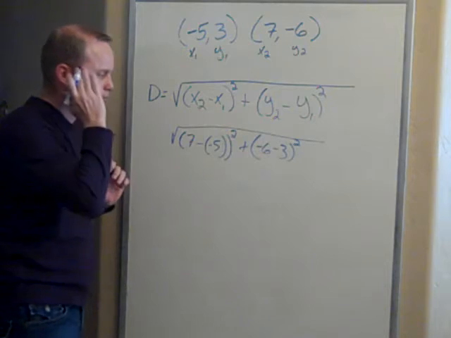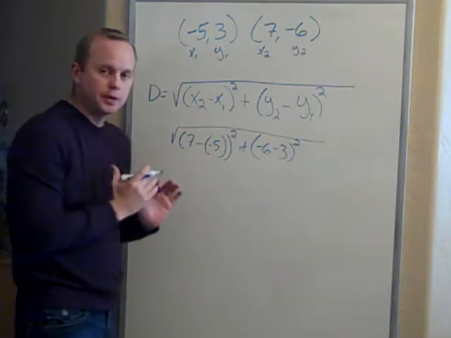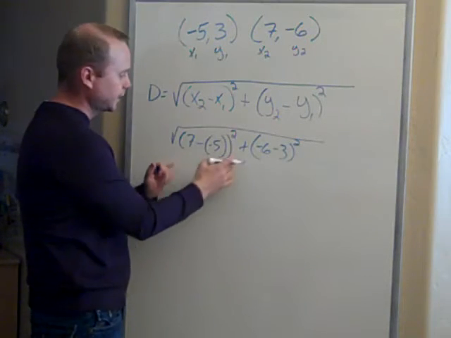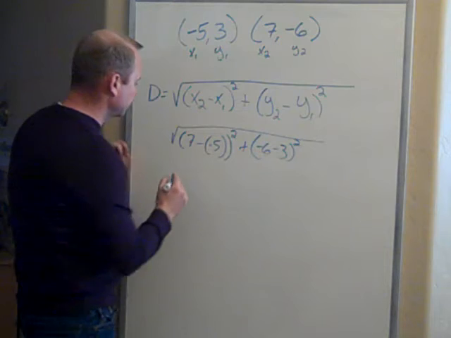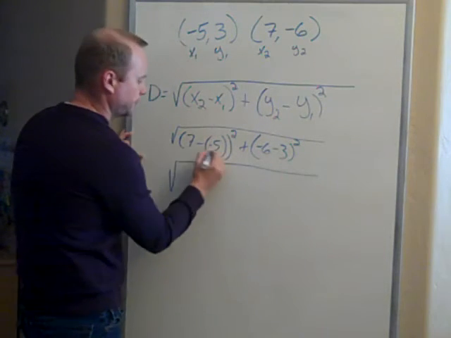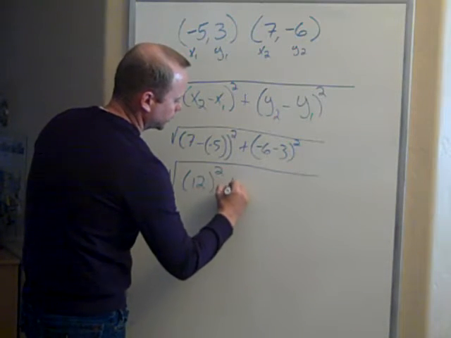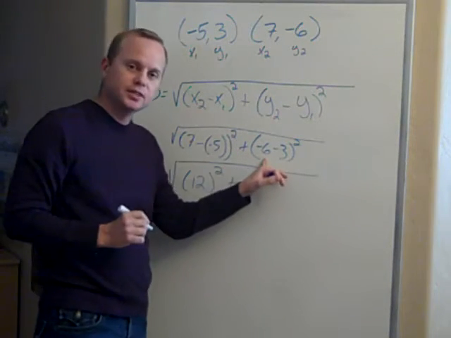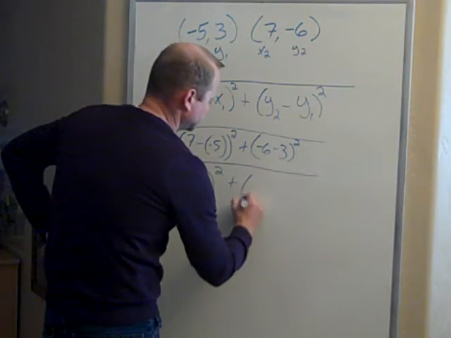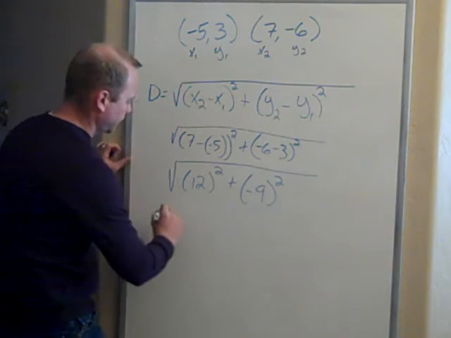squared. Alright. 7 minus negative 5, this is our PEMDAS, so we've got to do order of operations first, whatever's inside the parentheses first. 7 minus negative 5 would give me 12. So now we're going to simplify this just a little bit further. 7 minus negative 5 is 12, so I've got 12 squared plus negative 6 minus 3 is going to put me at a negative 9. Negative 9 squared.